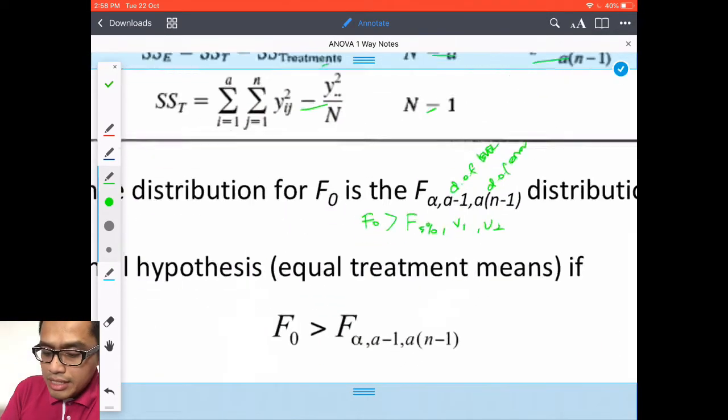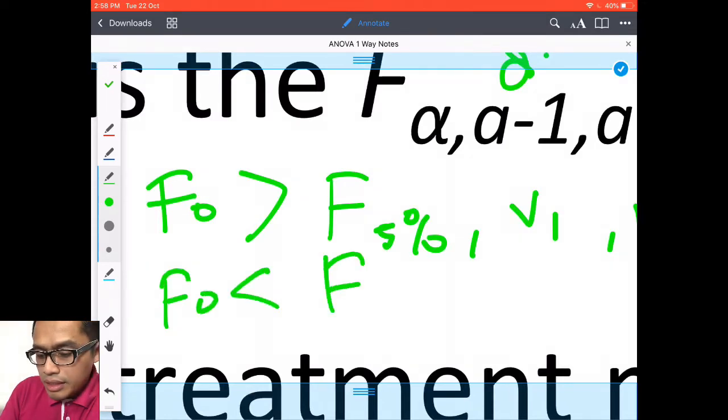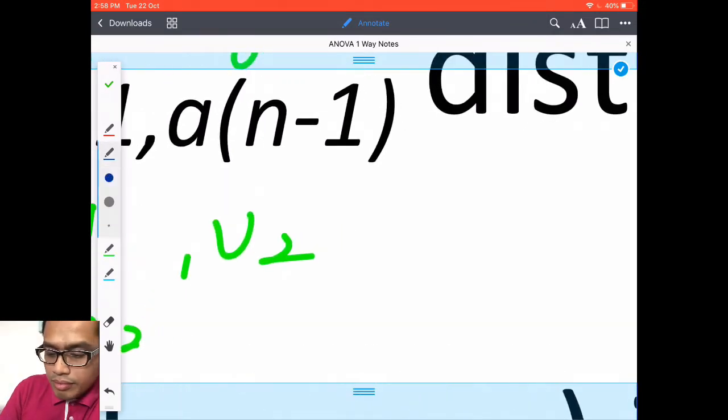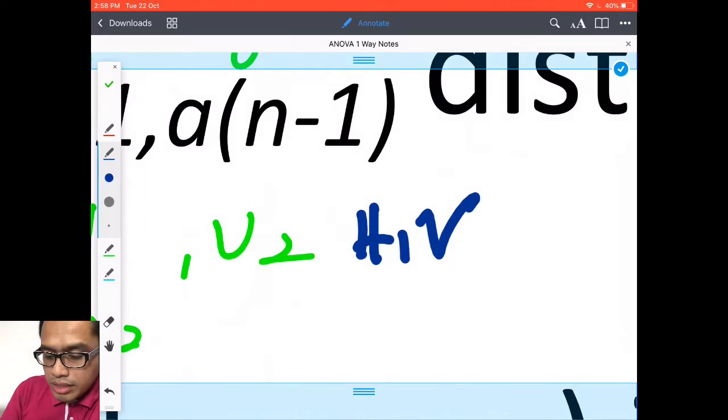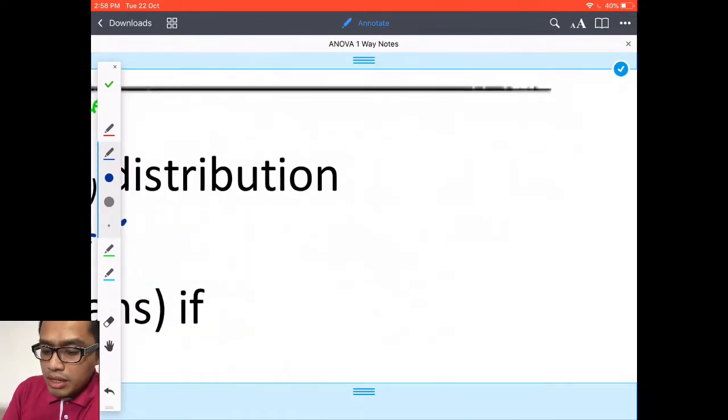If this is the case, right? Let's do another one. This one is H0 accept, just like the distribution, right?